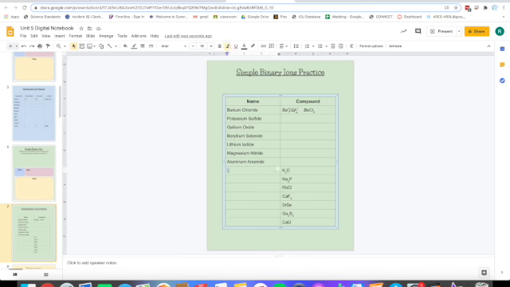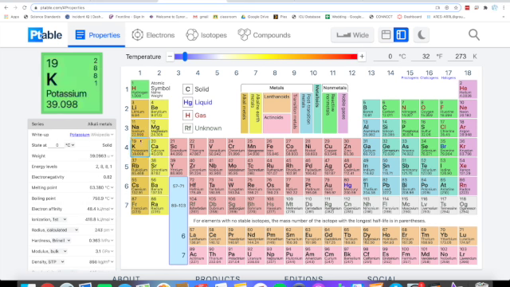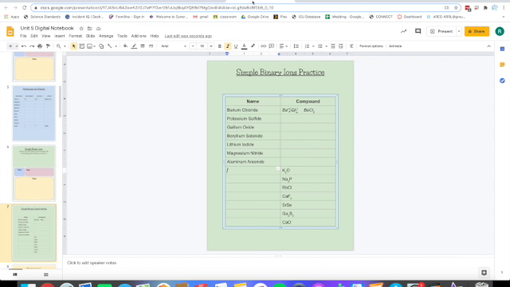Now for this second half, you just name it. So you figure out what element K is. You can do that by looking at the periodic table. K is potassium. So you write potassium down. And then the second element always needs to end in IDE. We know oxygen is O, so we would need to end that in IDE, so it would be oxide. So you'll need to name the rest of those.